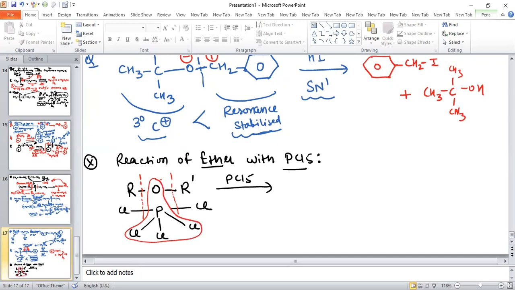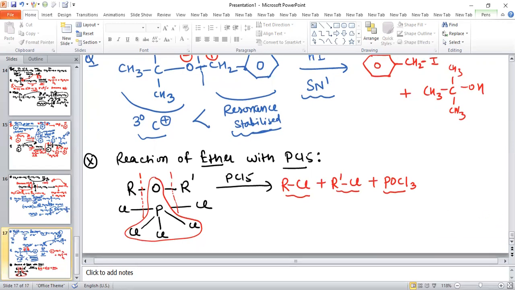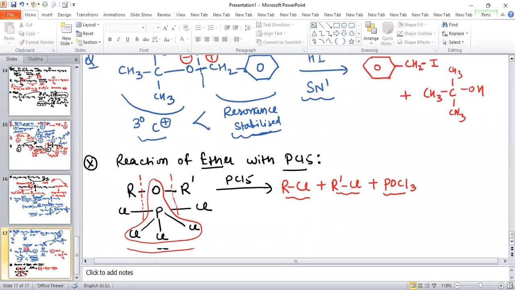So the product obtained is basically RCl plus R dash Cl and POCl3. So RCl is obtained, R dash Cl is obtained, and POCl3 is obtained. So this is also a reaction of ether. One more question I want to discuss with you. This question has been asked in AIIMS.